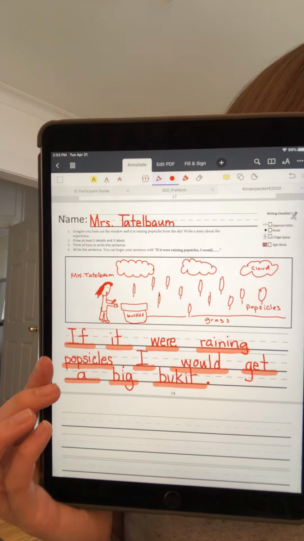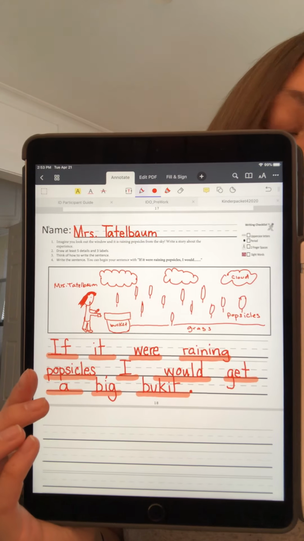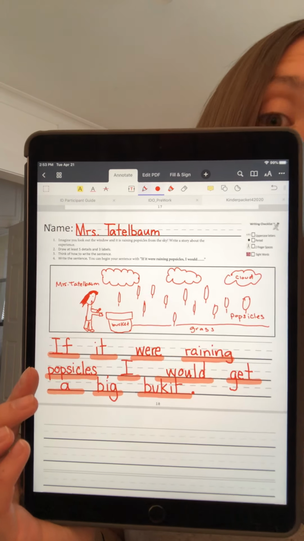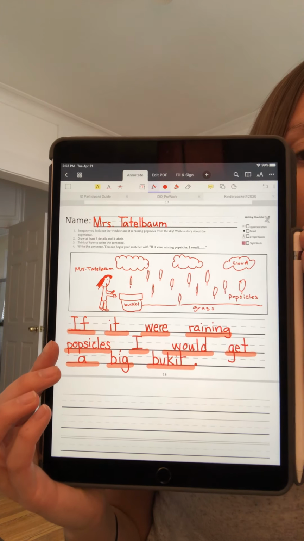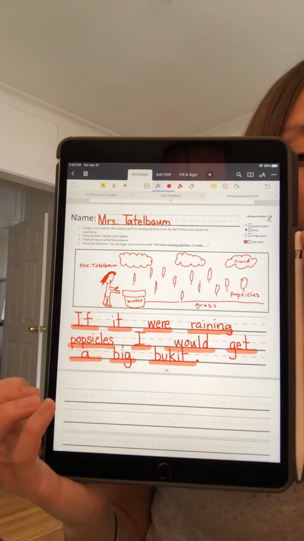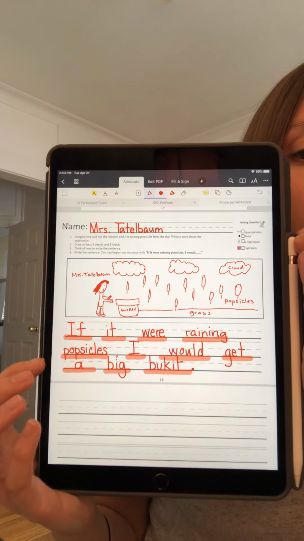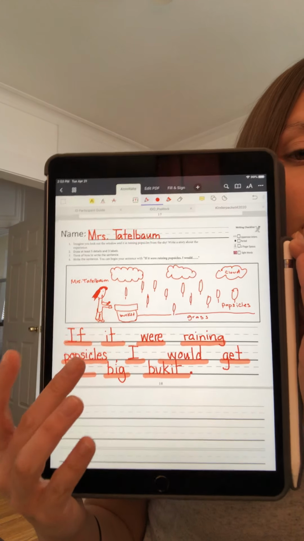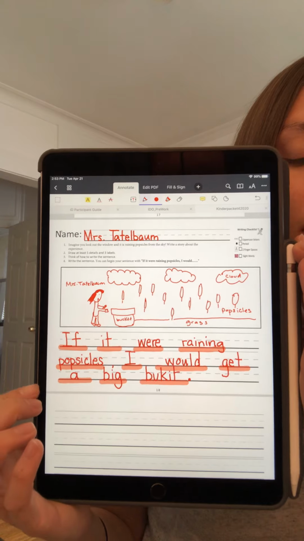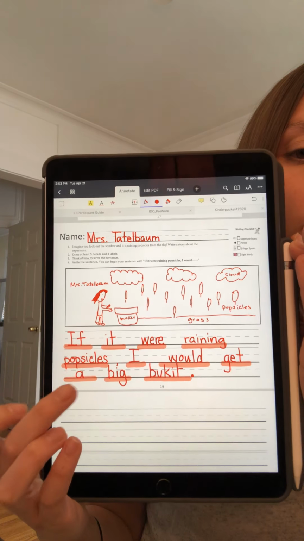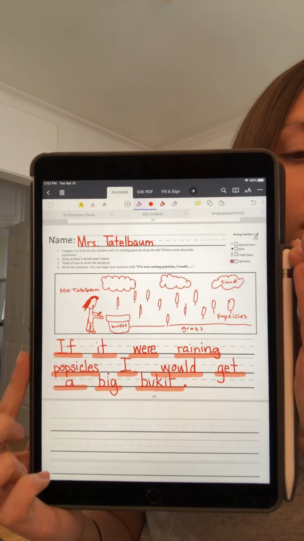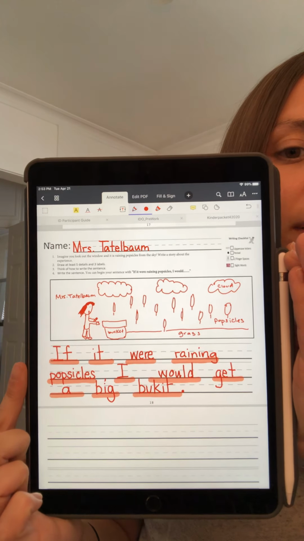If it were raining, sorry, Mrs. Tattlebaum stopped your sentence. If it were raining popsicles, I would get a big bucket. I have my uppercase letter at the beginning of a sentence. I have my finger spaces. I'm using lowercase letters when I'm writing my words. And I'm ending my sentence with a period.